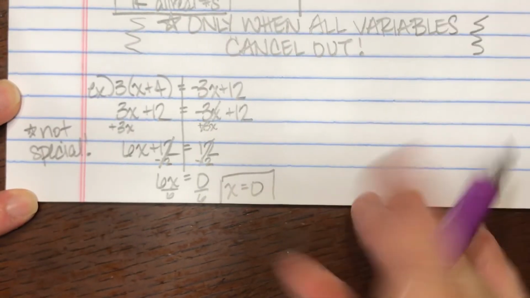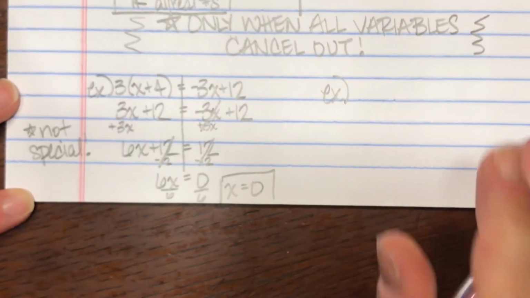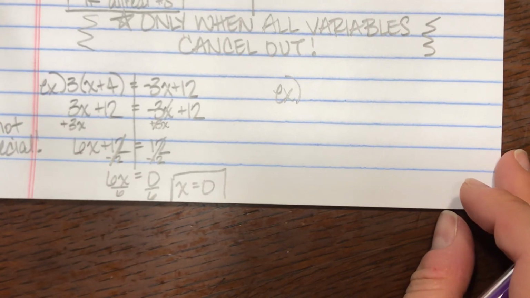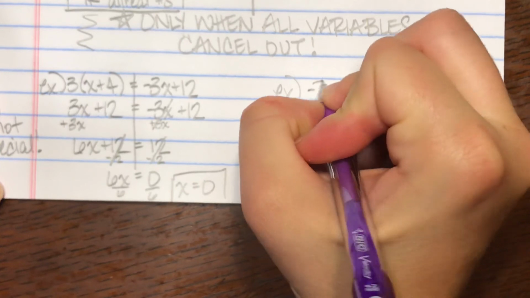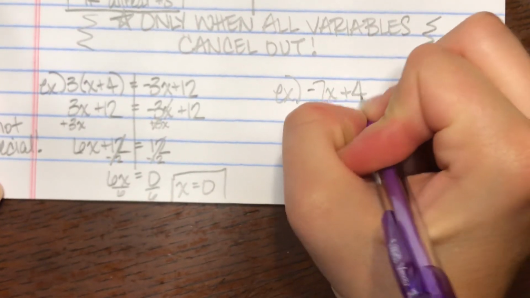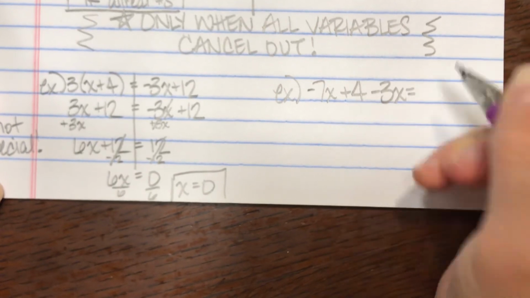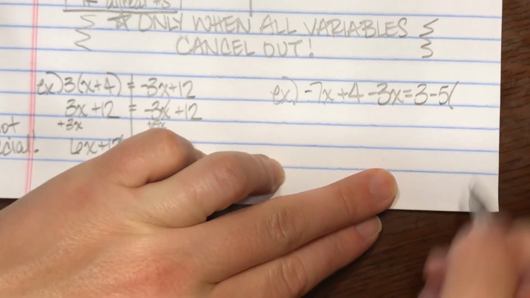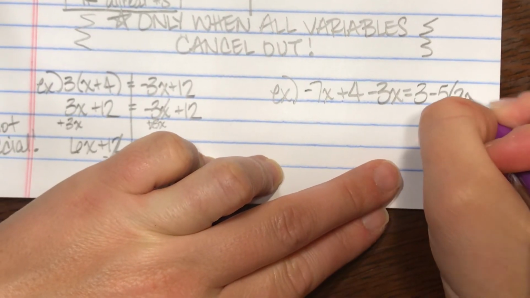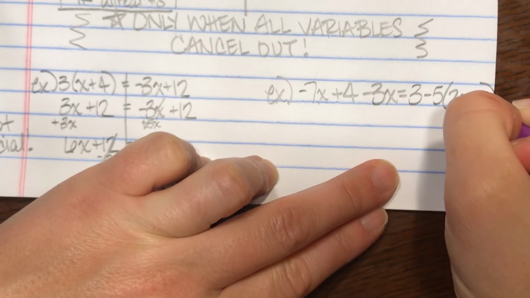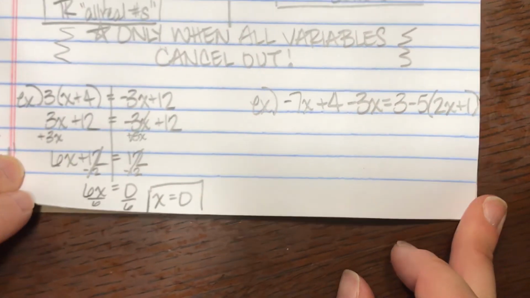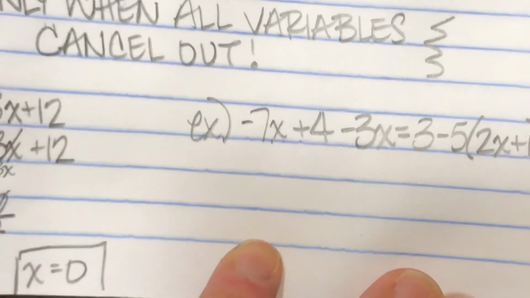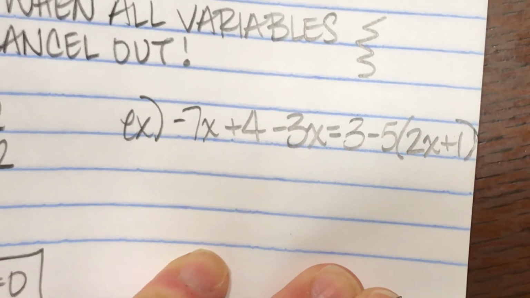All right, I'm going to give you a challenge question. Try and do this one. And if you bring it to me solved on Friday, maybe there will be a bonus in there. Negative 7x plus 4 minus 3x equals 3 minus 5 times the quantity 2x plus 1. Here, I'll zoom in on it a little bit so you can see what our problem looks like. Give that one a shot, and we'll talk about it when I see you again.